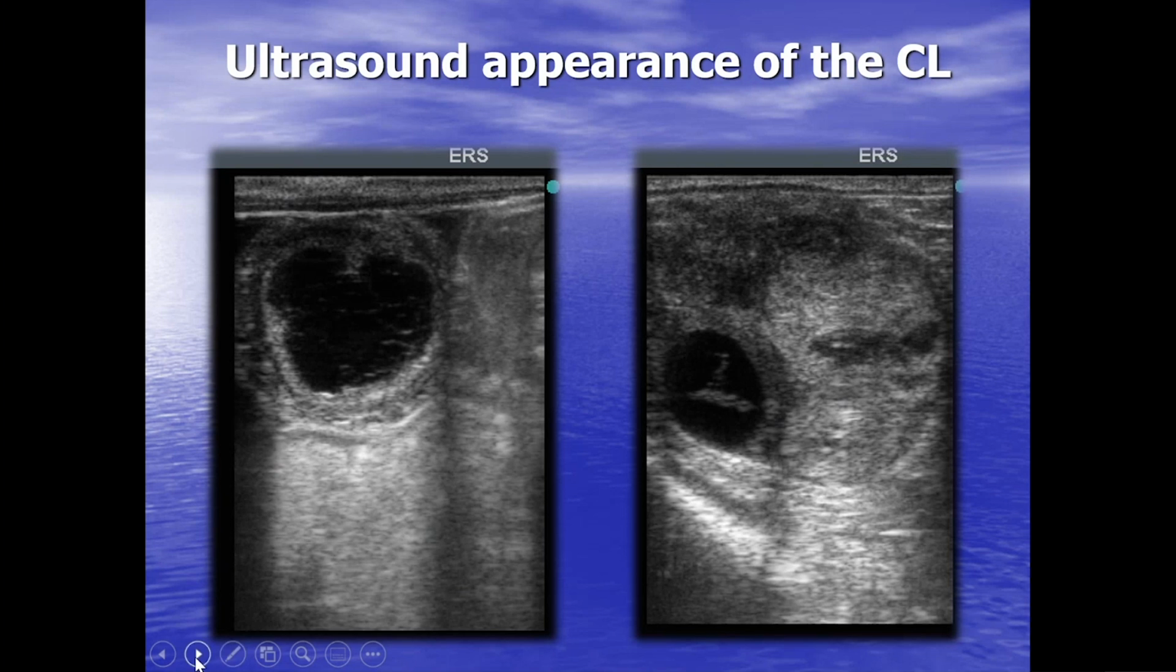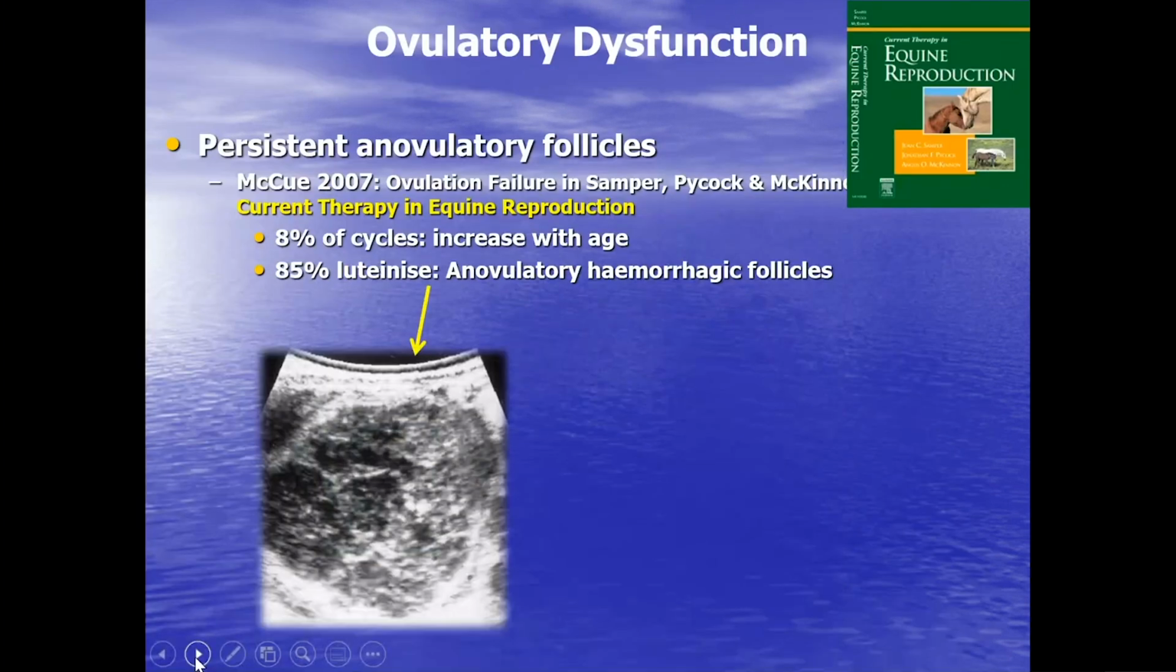And this, of course, leads us on to this very important topic of ovulatory dysfunction. We were lucky in the current therapy book I wrote with Juan Samper and Angus McKinnon. We got Pat McHugh, a good friend and expert clinician, to write the chapter on ovulation failure. And in Pat's chapter, he put 8% of cycles. So what does that tell us? Well, it's a really common problem is persistent anovulatory follicles.